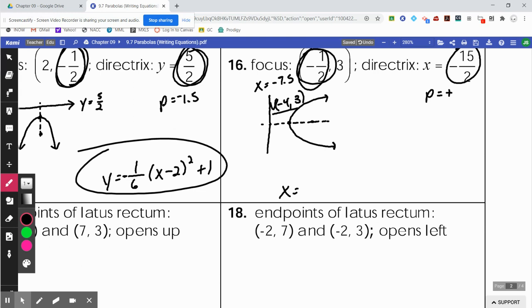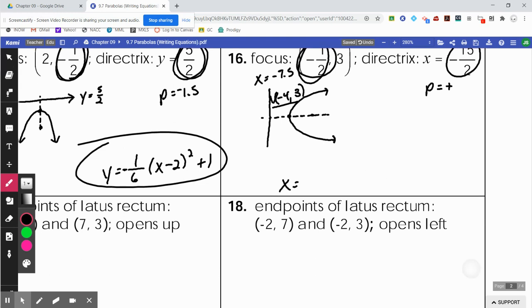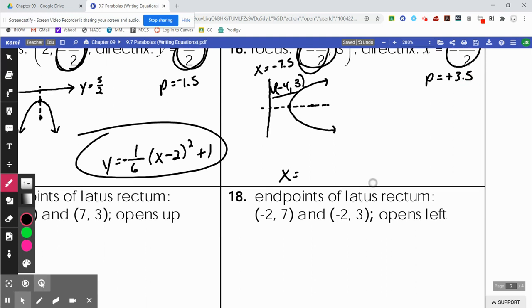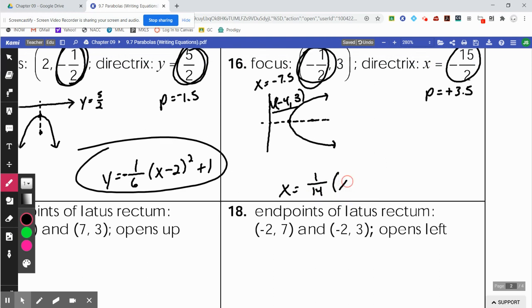The distance from there to either one of these values is going to be my p-value. So from -4 to -1/2, that's a value of 3.5. So my equation is going to be 1 over 4 times that. 4 times 3.5 will be 14. So 1/14. We need a y there because this is an x equals parabola. To move the vertex up 3, we're going to do a -3 on our y. To move it left 4, you do exactly what it says, a +4, and there is your parabola.